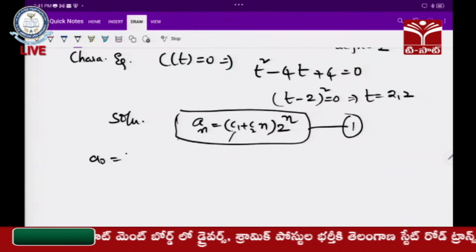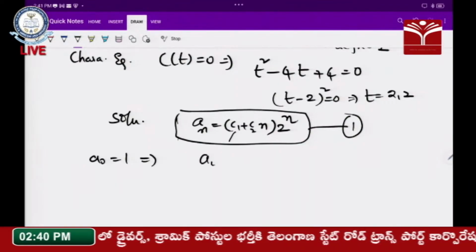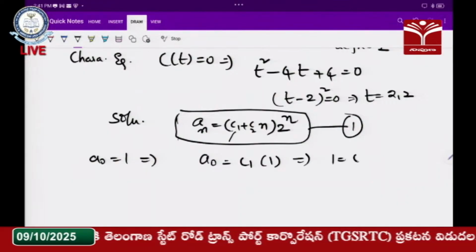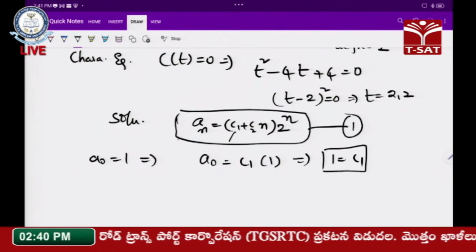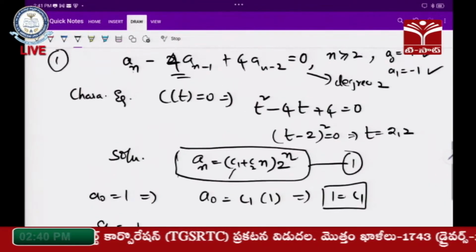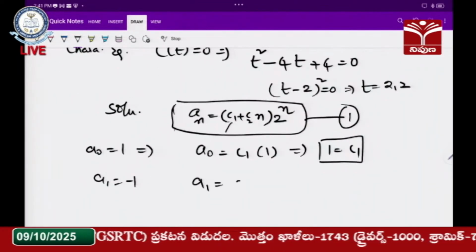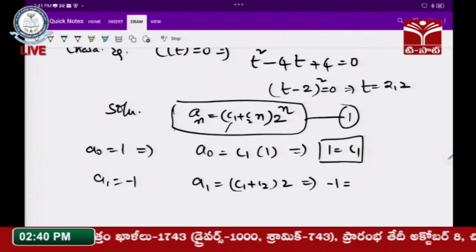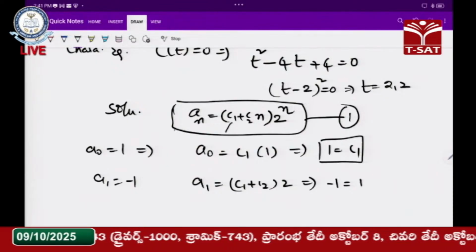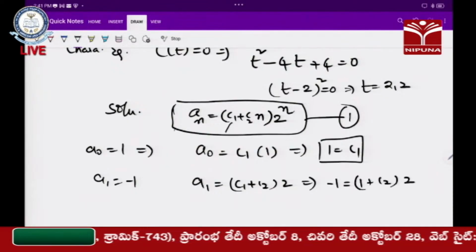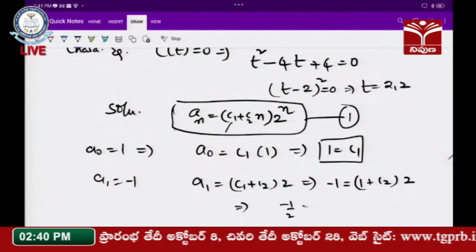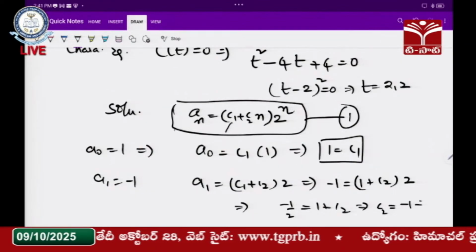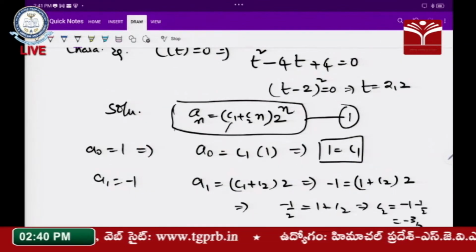So, if I substitute a0 equal to 1, when n equals 0, this is C1 into 2 power 0, 1, that means a0 value is 1, so C1 value is 1. Similarly, a1 I have taken as minus 1. So, a1 is C1 plus C2 into 2, that is minus 1, and C1 value I already got as 1, so 1 plus C2 into 2. So, minus 1 equals 1 plus 2 C2, right? C2 equal to minus 1, so minus 3 by 2 is the value.